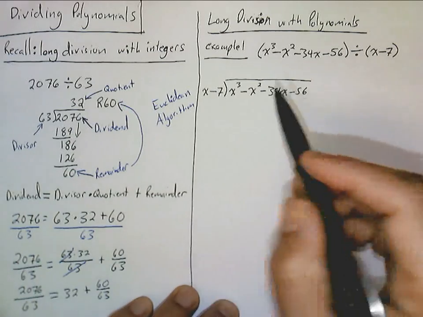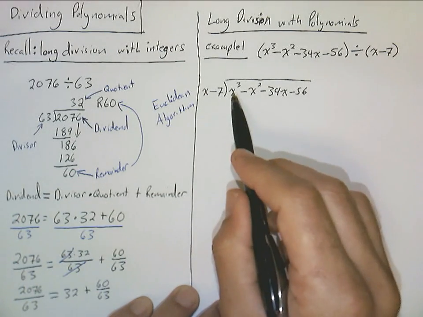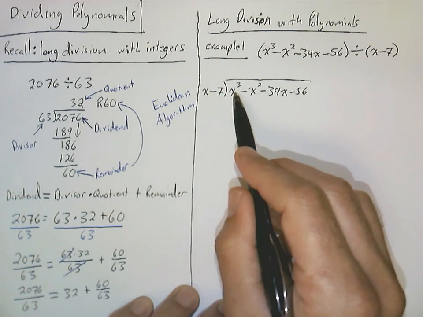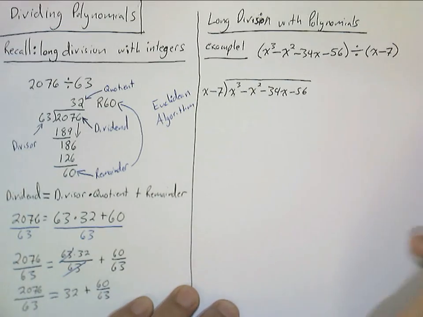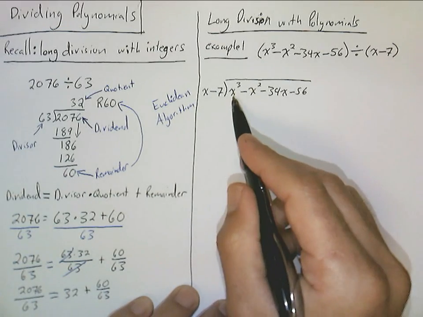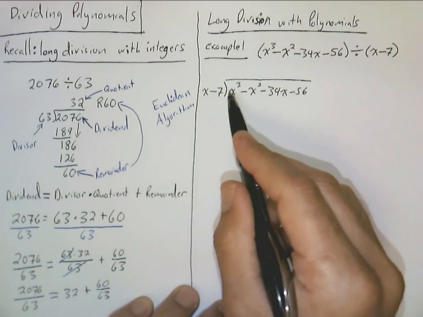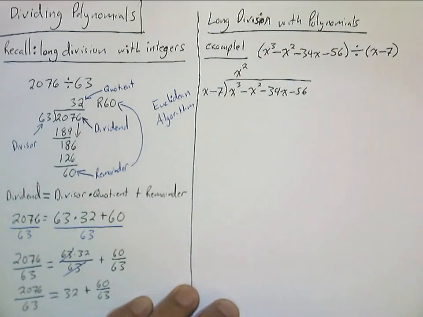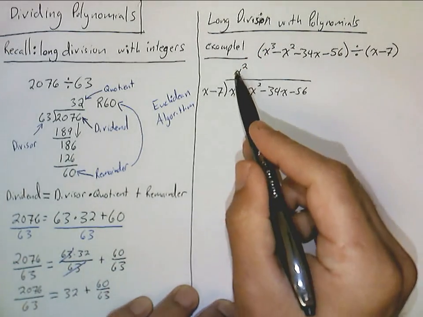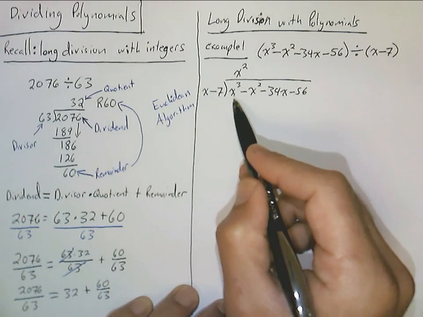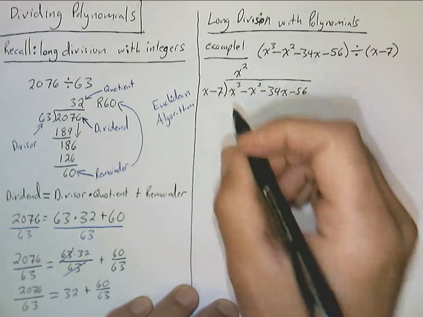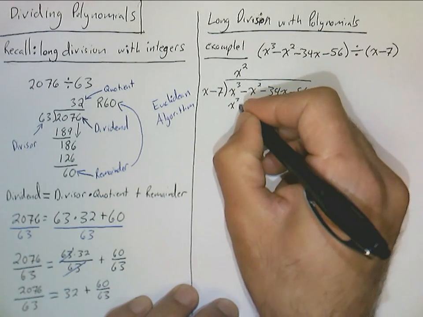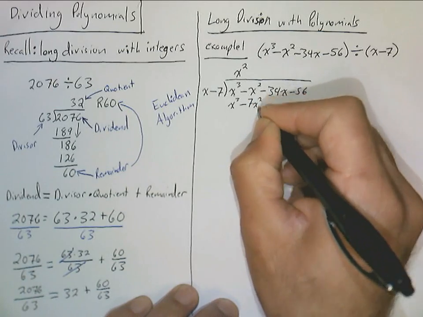So the first thing we do is we don't want to go with the whole thing right now. We're just going to focus on this first term. And we want to multiply x minus 7 by something so we get pretty close to x cubed minus x squared and so on and so forth. So of course the thing that's going to work is x squared, because x times x squared gives us x cubed. So we put a little x squared up here. Now we multiply this x squared times the divisor and write that down here. So x squared times x gives us our x cubed, and x squared times negative 7 gives us a minus 7x squared.